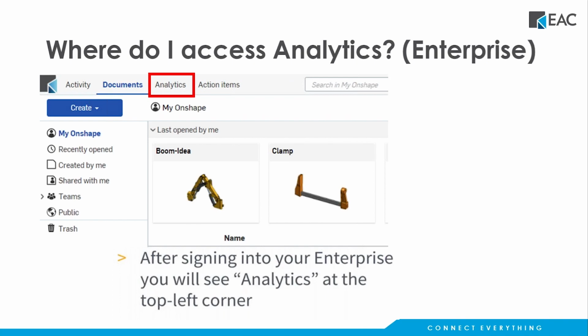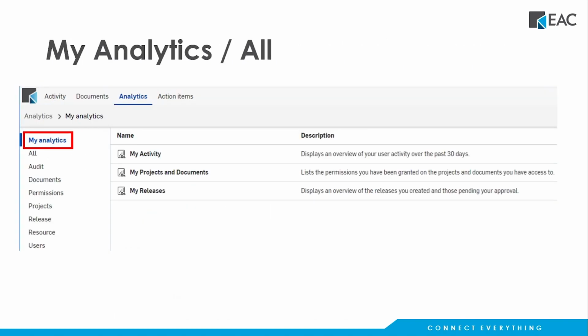After you sign into Onshape, you'll be able to see this analytics button available for you if you have the enterprise edition of Onshape. The first thing is there's my analytics. That's me personally as a user. It shows me my activity, the projects and documents I've been working on, and the different things that I've released.